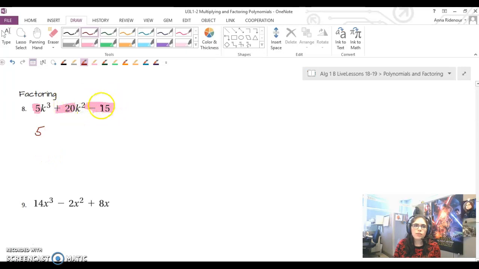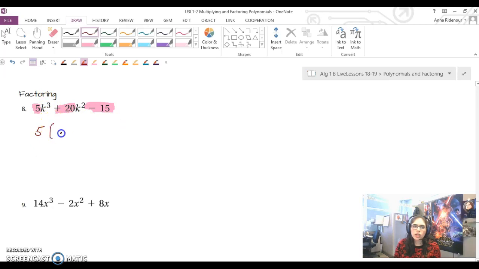Now notice that this minus 15 doesn't have a variable at all. So I can't factor out any variable terms from all 3 of these terms in the polynomial, because that minus 15 doesn't have a k, so I can't factor even 1k out of all 3 of the terms. So my greatest common factor for this one is just 5. I can't do anything else. I can only factor out a 5.